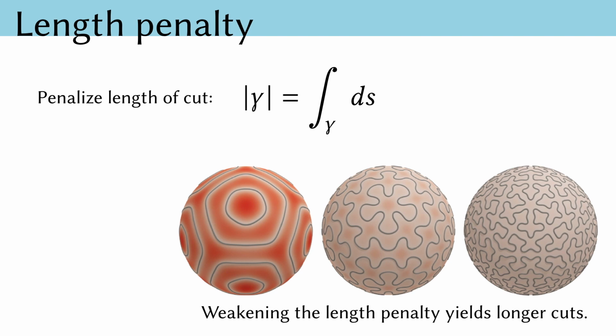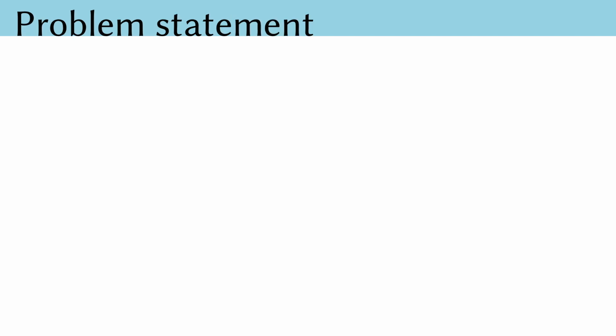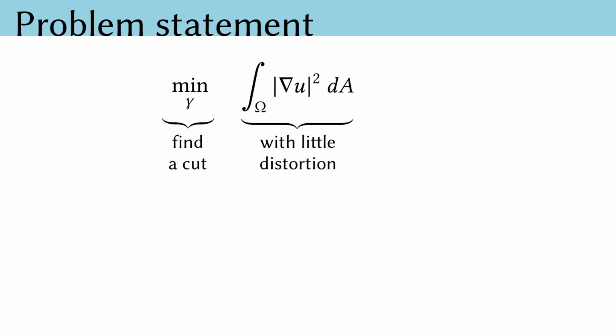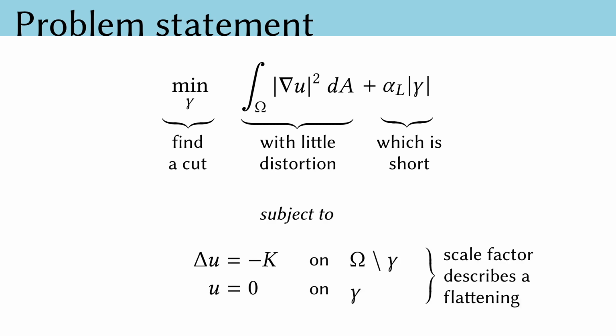Similarly, our desire for short cuts is easily captured by penalizing the length of the cut curve itself. On the right, I've shown some results of our method, where weakening the length penalty yields longer cuts with less distortion. Now, we're equipped to write down the smooth problem that we intend to optimize. We want to find a cut, gamma, which has little distortion and which is also short, where I've introduced the weighting parameter alpha sub L to denote the trade-off between length and distortion. And of course, this scale factor is subject to the Yamabe equation, which means that it describes a conformal flattening.